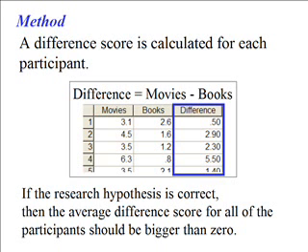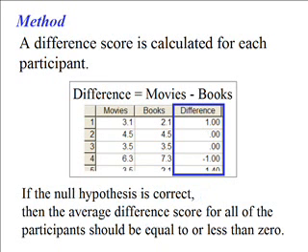If the research hypothesis is correct, then the average difference score, that is, if we add up all the difference scores and calculate their average, the average difference score for all the participants should be bigger than 0. That indicates that people are spending more time watching movies than they are reading books. On the other hand, if the null hypothesis is correct, then the average difference score for all the participants should be equal to or less than 0.